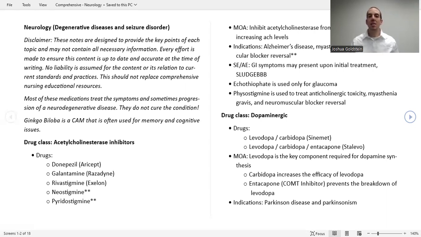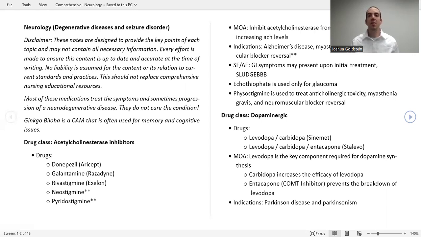We have a bunch of different drugs in this class. We have donepezil, galantamine, and others. These drugs are generally considered primarily meant for Alzheimer's disease, but they do have a surprising number of uses. Some of these medications are used for myasthenia gravis, that has a little double star next to it. Some of them are used as a neuromuscular blocker reversal, again with the double star next to it. There's also, if you skip to the end of this section, another medication, echothiophate, which is a drug in this class that's only used for glaucoma. There's also physostigmine, which is a drug in this class that's used to treat anticholinergic toxicity, which we talked about in a previous lecture when someone gets too much atropine.